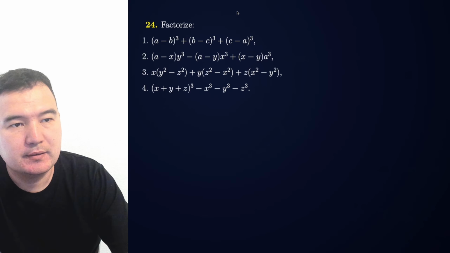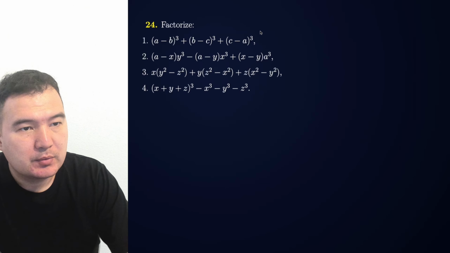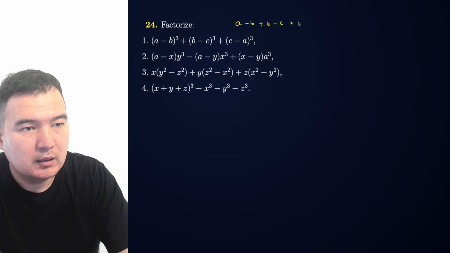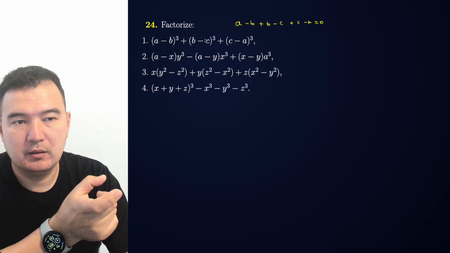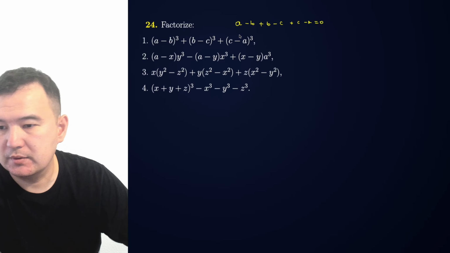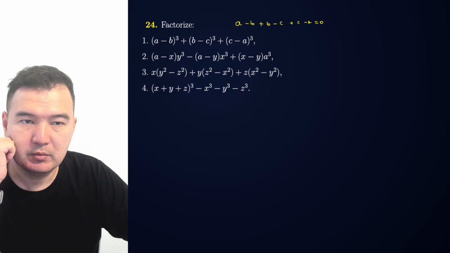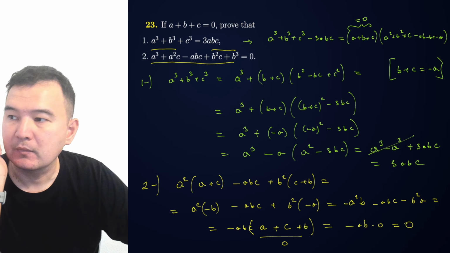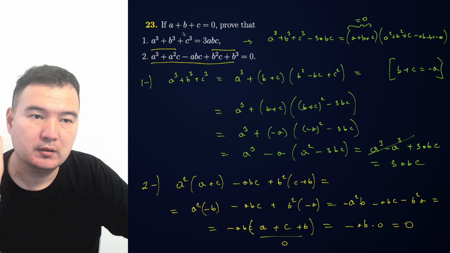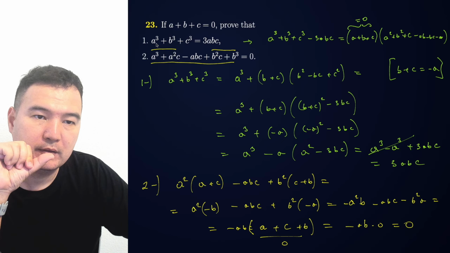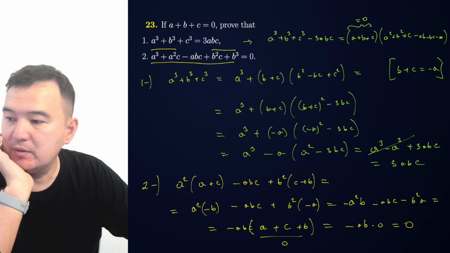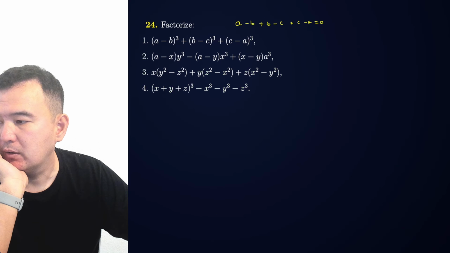In this problem, we have three numbers, a minus b, b minus c, and c minus a. Their sum is 0, and we want to find their cubes. If you go back to the previous problem, you can see that when the sum of three numbers is 0, the sum of their cubes is 3abc. You can use that problem.